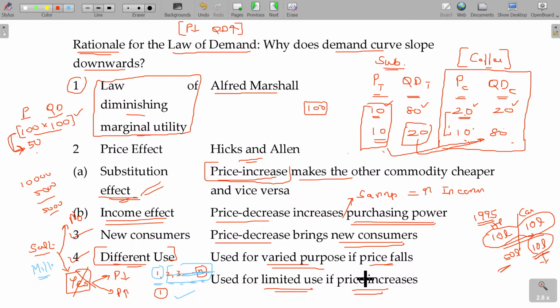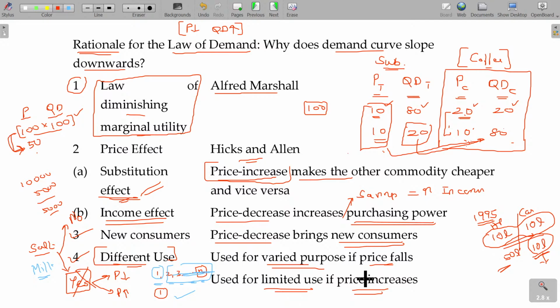Another one is the income effect, also propounded by Hicks and Allen. As the price decreases, your purchasing power increases. You are capable of purchasing more units with the available amount. If you are able to purchase more, it means your income is effectively increasing. That's why it's called the income effect. So the price decrease is equated with the income effect. The more the income, the more the purchase quantity possible. So this is called the income effect, or increasing the purchasing power.